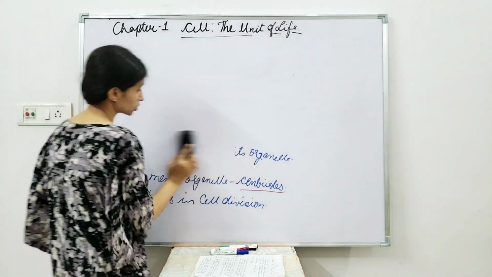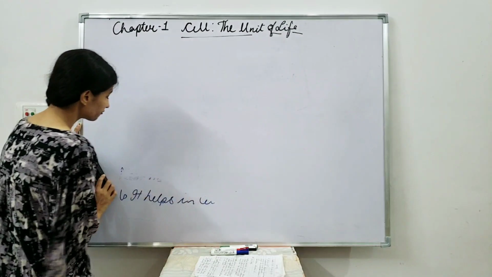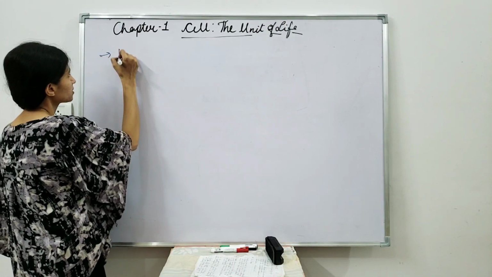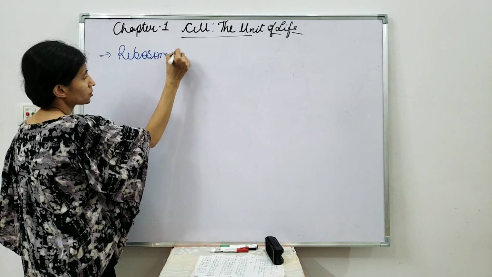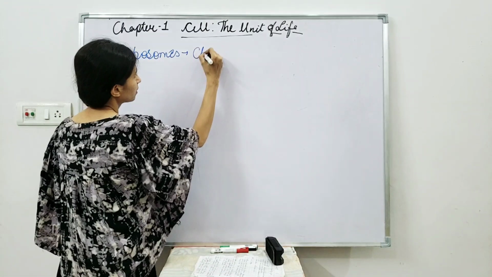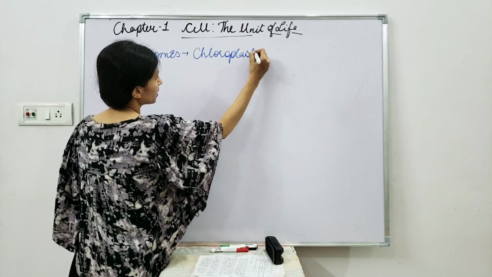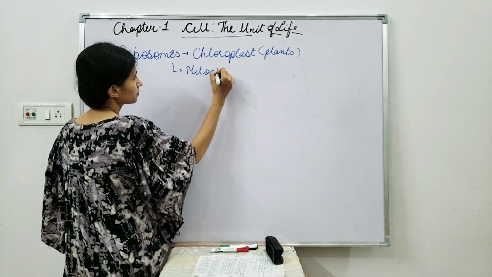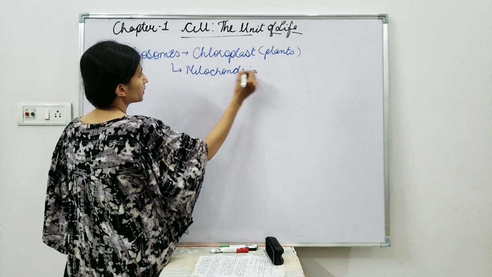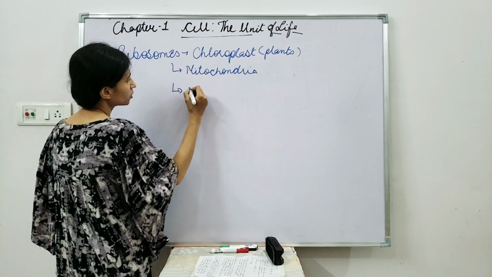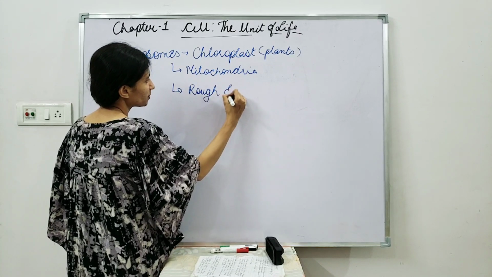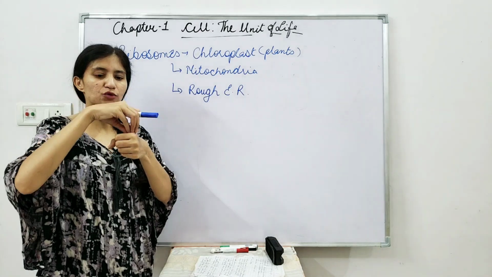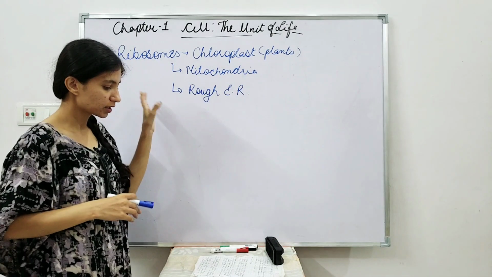Now, moving ahead, there is one more thing: an organelle which you can find not only in the cell but in some other parts also. The name of that is ribosomes. So ribosomes are actually present in chloroplasts in plants. It is present in mitochondria, so mitochondria has its own ribosomes. Other than that, it is present on rough ER, rough endoplasmic reticulum, which has the ribosome attached to it during protein formation.